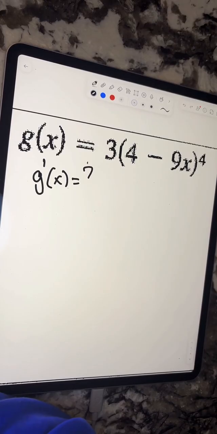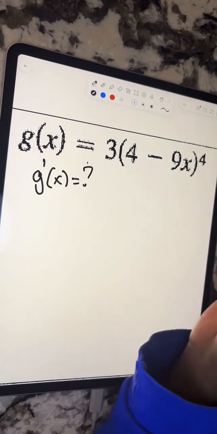Anybody in the chat? Anybody figured it out? Okay, I see negative 108 times 4 minus 9x to the power of 3. I see 12 times 4 minus 9x times 9 to the power of 3. Okay, let's do it together then. This is calc.